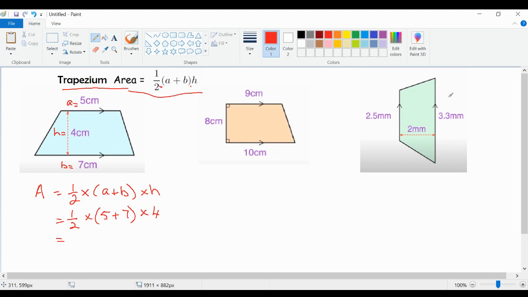At this point, you can type this immediately into your calculator. Okay, so that's going to be 24, and this is area, so it's centimeters square. We didn't do any rounding, so just 24 centimeters square. Type that into your calculator. Okay, let's go and do the second one.